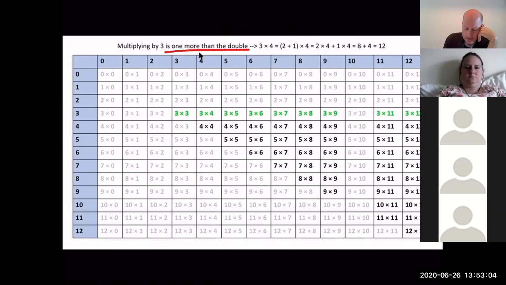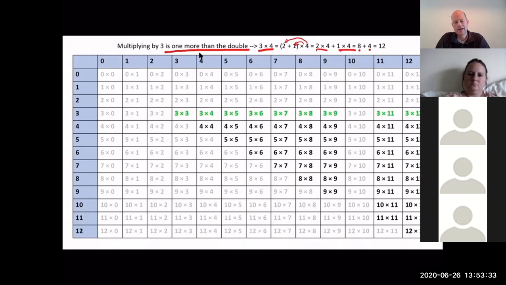So if I do 3 times 4, I have 2 groups of 4 and 1 group of 4. The double is 2 groups of 4. And I'm adding 1 group of 4 on top of that. So it becomes 8 plus 4. You can do this using the distributive property. Notice that the 4 is multiplying the 2 and the 1. Okay, with my double plus 1 kind of idea.